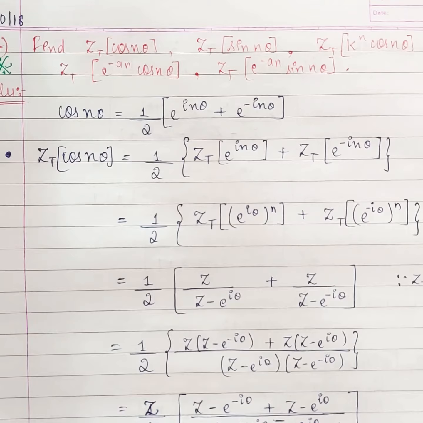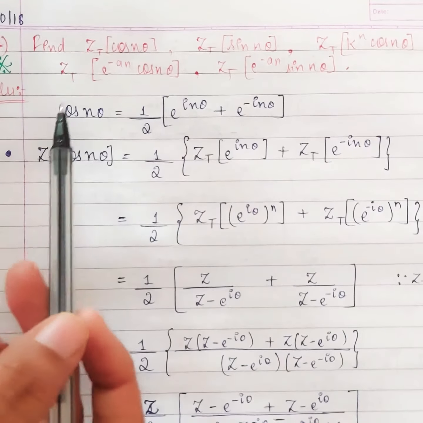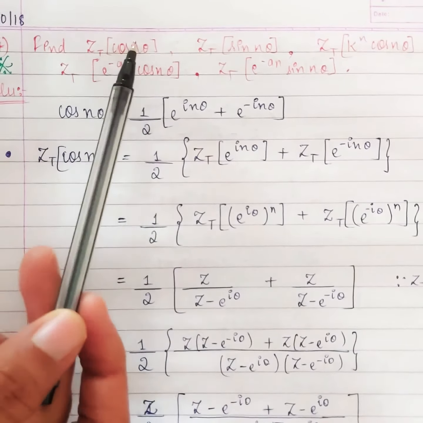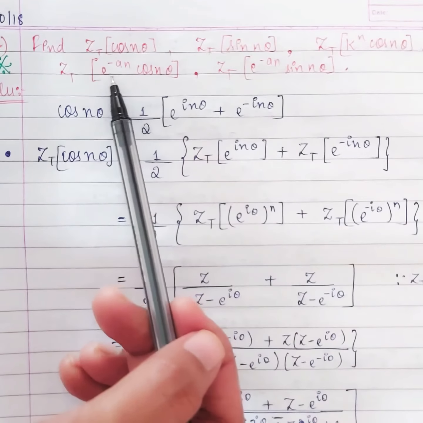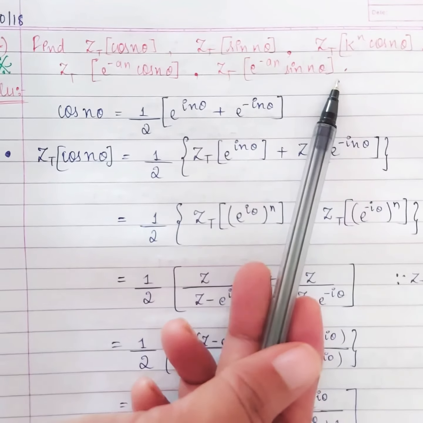This is a very important university question because this single problem gives the solution to many questions. If they ask the z transform of cos n theta, sin n theta, k power n cos n theta, this is just an extension of this. Similarly, k power n sin n theta, or e power minus a n cos n theta, or e power minus a n sin n theta.